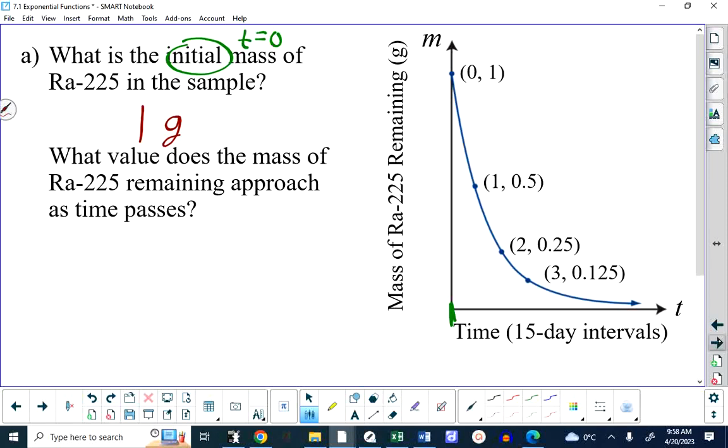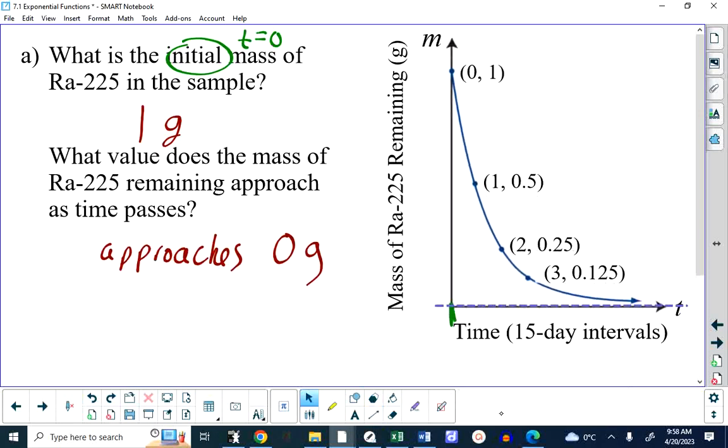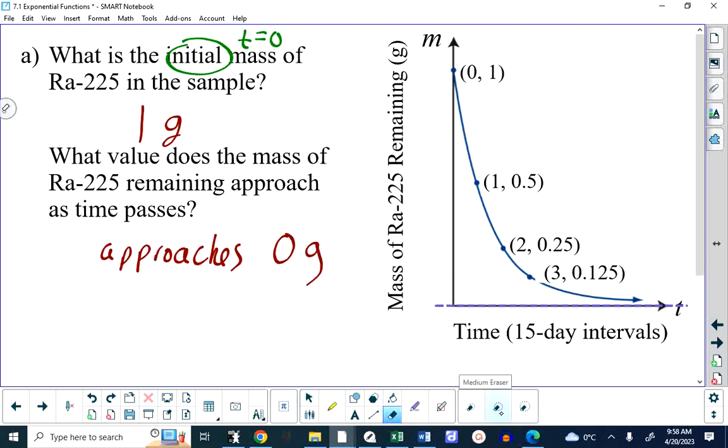What value does the mass approach as time passes? It approaches 0 grams. Because this is an exponential function of the form y equals c to the x, there's a horizontal asymptote there.